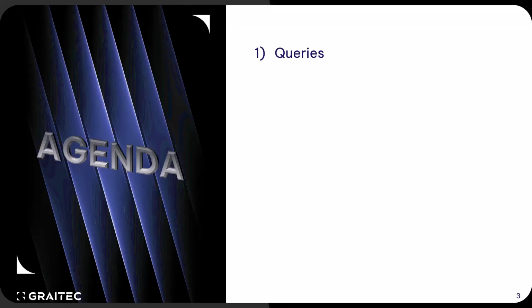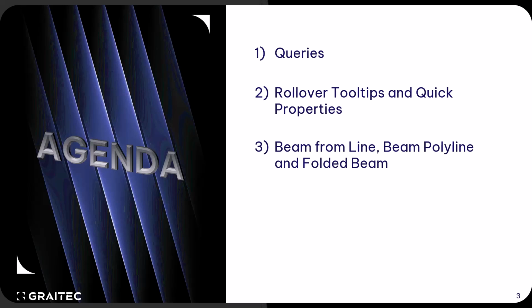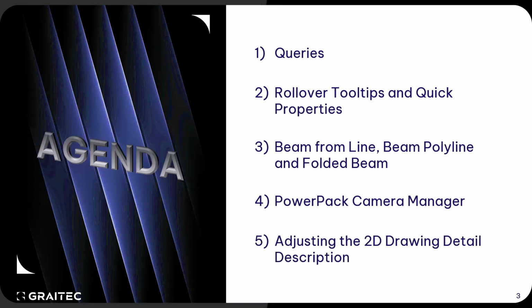Today, we will be focusing on various tools which can help during the modeling and documentation process. We will look at queries and how they can be used, rollover tooltips and quick properties, a way to quickly get information about the elements, beam tools for placement in different ways, the PowerPack camera manager for better control and organization of cameras throughout the model, and how to control the detailed description typically placed underneath a 2D drawing.